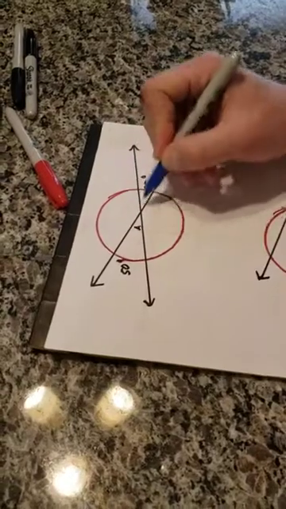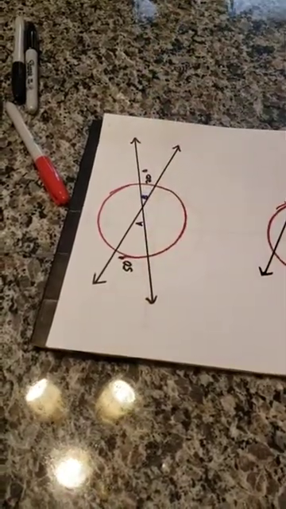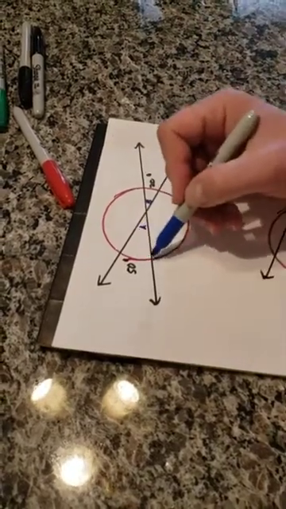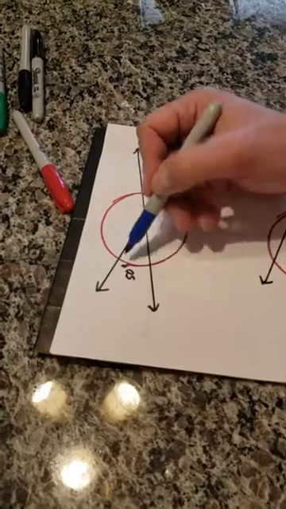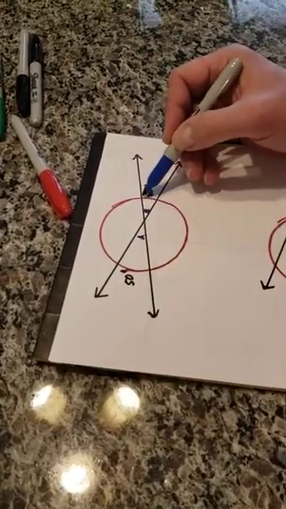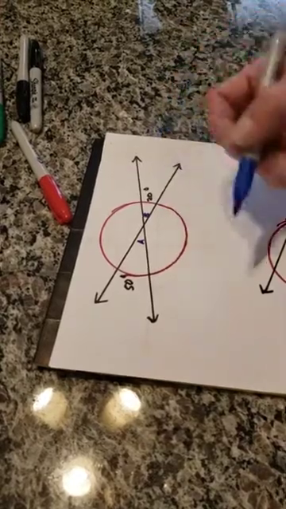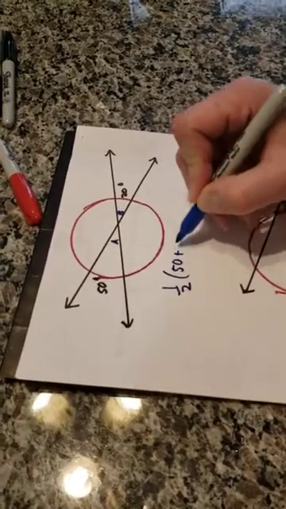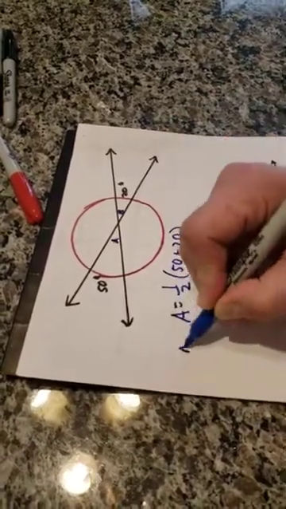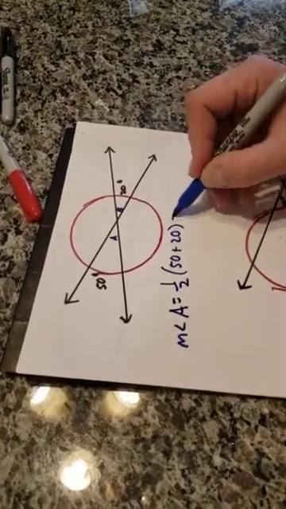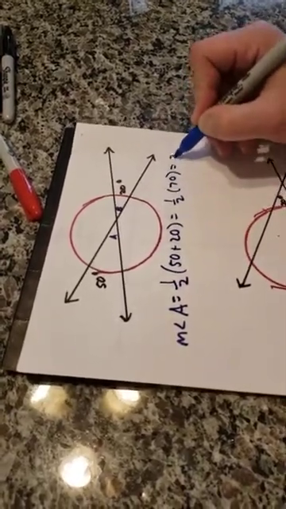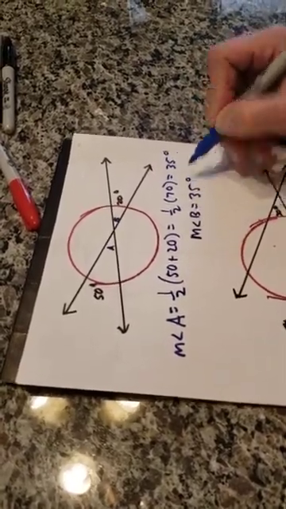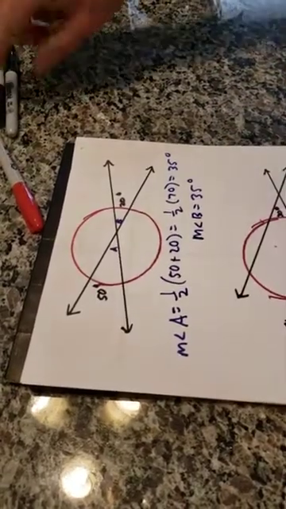Now, let's call this angle A and this angle B. Why are angle A and angle B going to be congruent? Because they're vertical angles. Angle A intercepts this arc over here, and we're going to say that this arc is 50 degrees, and angle B intercepts this arc here that's 20 degrees. To find the measures of angles A and B, we know that they are congruent. We're going to take half of 50 plus 20. So the measure of angle A is half of 50 plus 20, which is half of 70. So angle A and angle B are both 35 degrees.